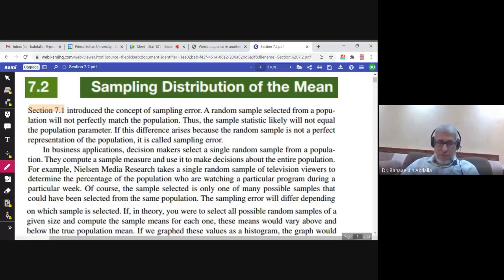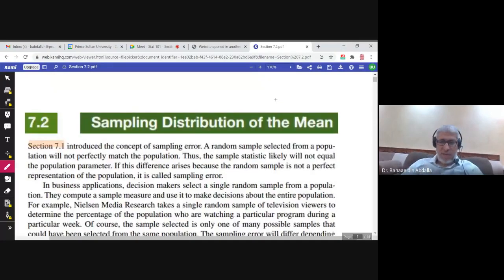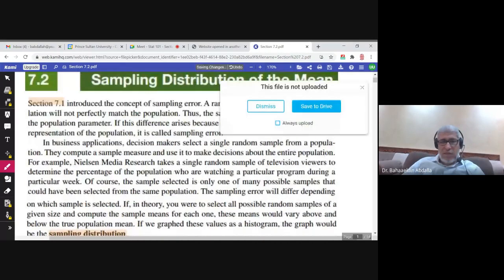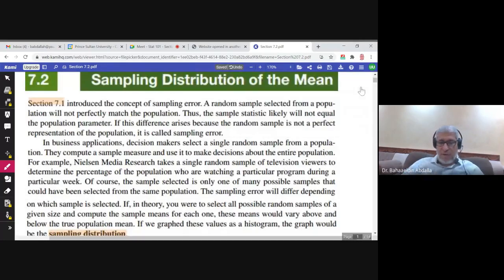This is section 7.2 and it is about sampling distribution of the sample mean. So if you want, you can write here sampling distribution of X bar. Section 7.1 introduced the concept of sampling error. If you remember, the sampling error of the mean is X bar minus mu, okay?